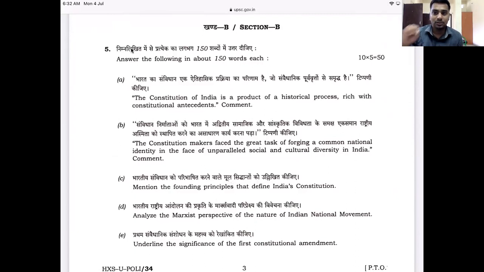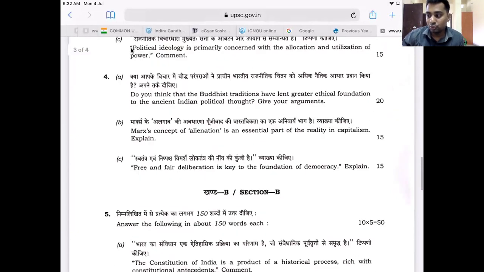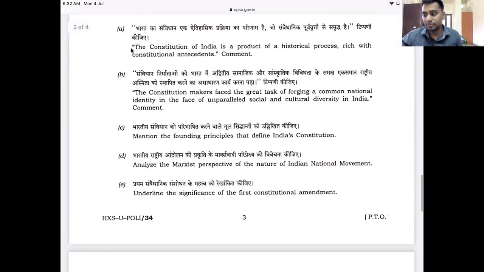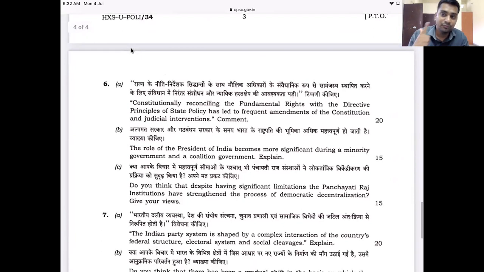In total, this is how the syllabus is framed, so you clearly understand this. There is a 20 marker, a 15 marker, a 15 marker, and a 10 marker. So the paper is composed of 10, 15, and 20 marks. Compare it with the Mains paper, other GS papers.